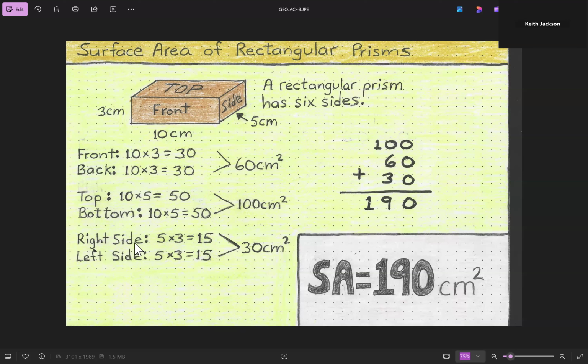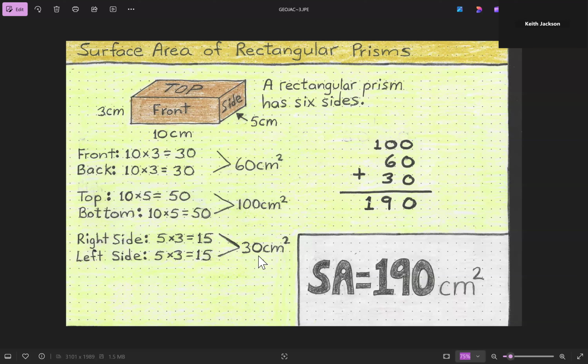Now let's take a look at the right side. Okay, and so the right side will just go 5 centimeters times 3 centimeters, as you see right there. And we know that 5 times 3 will give us 15. And if the right side gives us 15 centimeters squared, then the left side is going to give us the same thing. And so we know that 15 plus 15 will give us 30 squared centimeters right here.